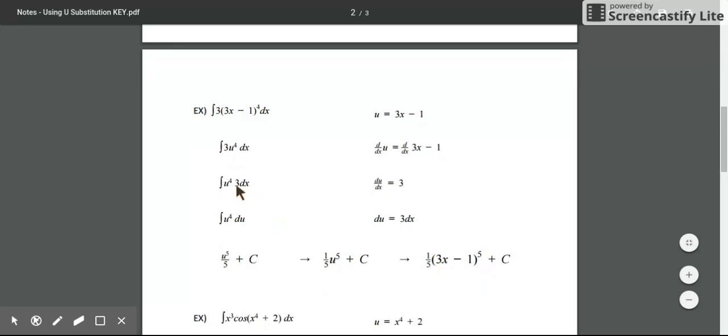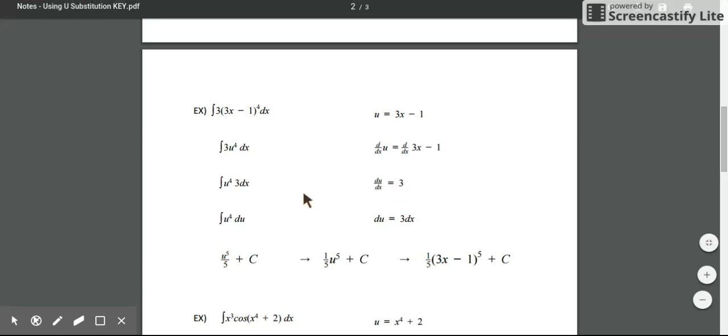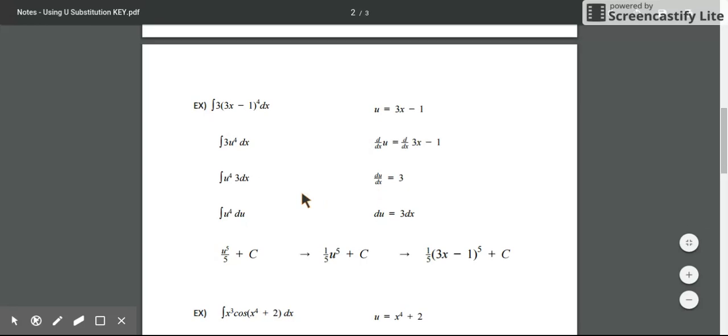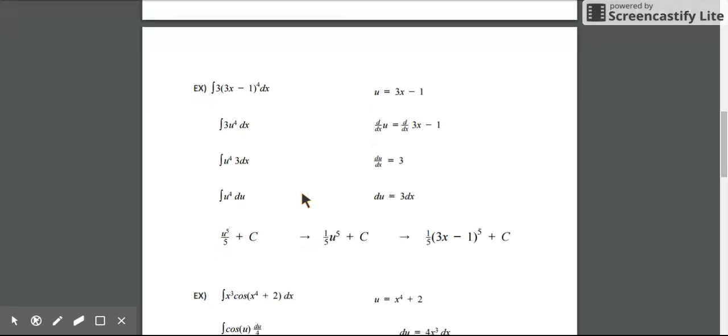Although it is possible, you could have used that 3 and put it out to the outside. You could have solved this for dx and substituted. It just would have required more steps in your simplifying process. But it's still possible to do it that way if you didn't recognize it.